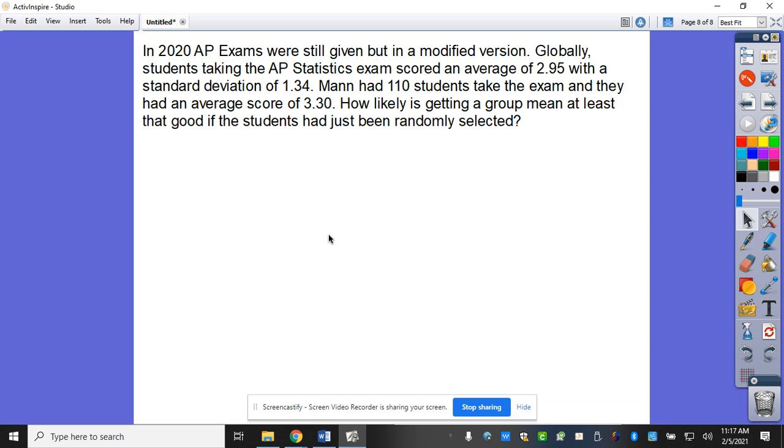So what should our sample be? What is our sample? 110 students from the man AP Stat students, or the man students who took the AP Stat exam in 2020. So you can talk about the 110, but it's definitely the AP Stat man students in 2020.